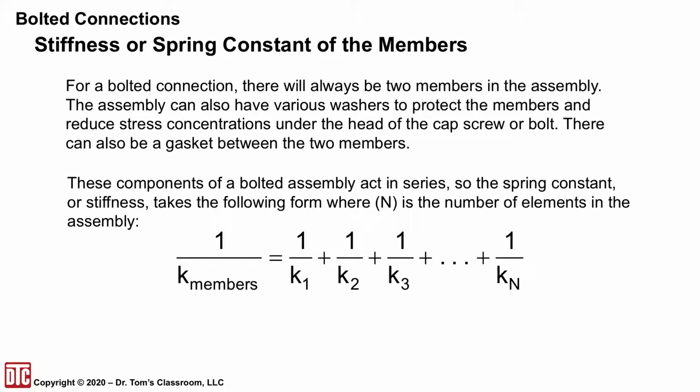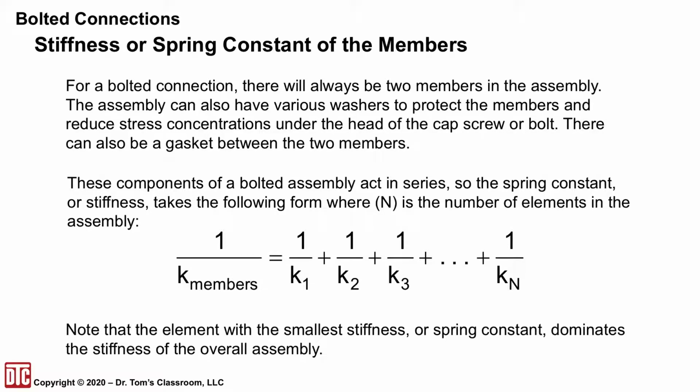So if you look at all of these together, you end up with this sort of string of numbers here. 1 over K for the members is 1 over each one of them. So K1 through however many you have, 1 to N. But what is very important to notice here is that the element with the smallest stiffness will dominate the overall stiffness of the overall assembly. Okay, so the weakest, as they say, the weakest link is the one that governs.